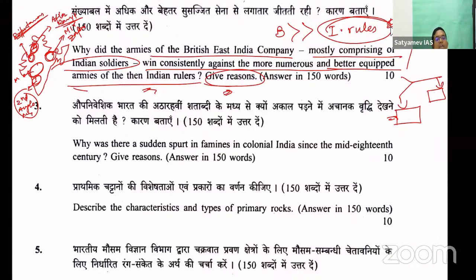So basically, we move towards the conclusion. We have written more than 10 points with the examples. Can you see that? And you can also write the techniques of subsidiary alliance, doctrine of lapse, the expansions which were there. Subsidiary alliance by whom? Wellesley. And doctrine of lapse by Dalhousie.